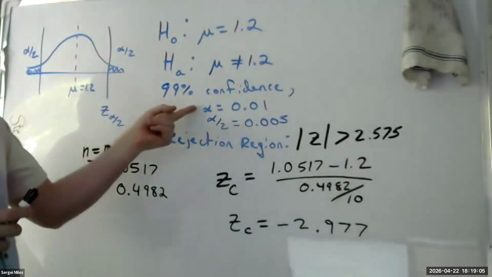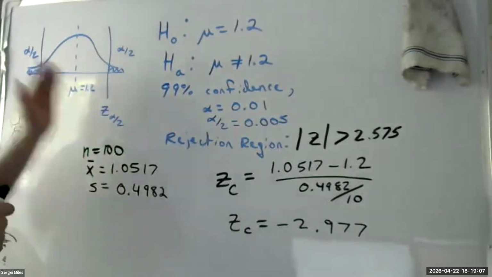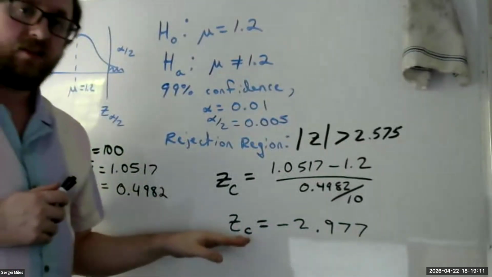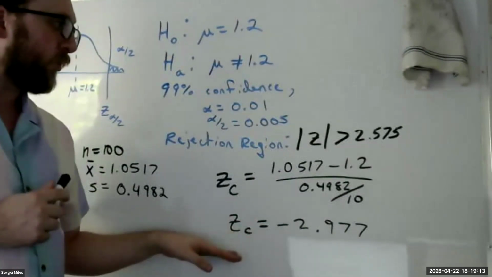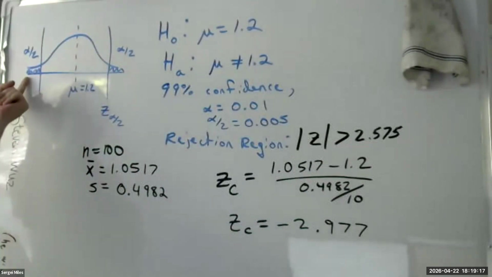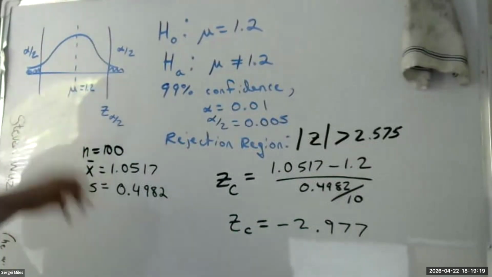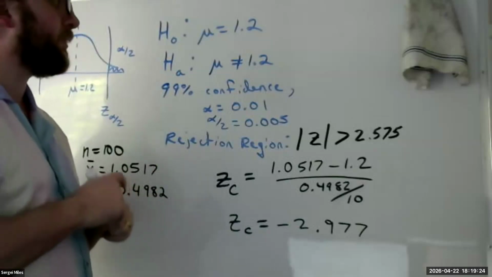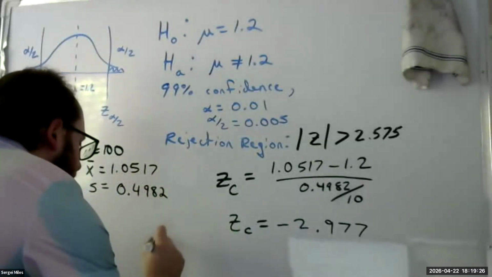So even with a 99% confidence, this z-score is way over here to the left. It is super unlikely that I would have sample data which is this far away. In fact, with 99% confidence, I shouldn't have sample data that far away. So because I do, this then gives us 99% confidence that we should reject the null hypothesis.